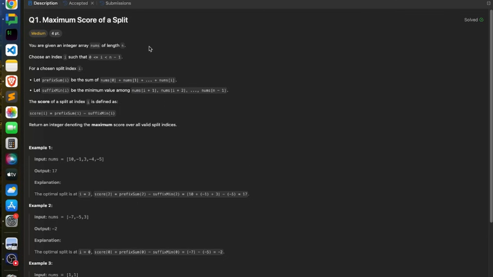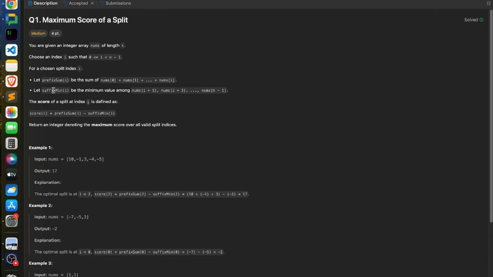It says you are given an integer array nums of length n. Now, you can choose an index I, and the index can vary from index 0 to n minus 2, right? And for each chosen index I, you can first find out the prefix sum of I. So prefix sum of I is nothing but the sum of all the numbers from index 0 to I.